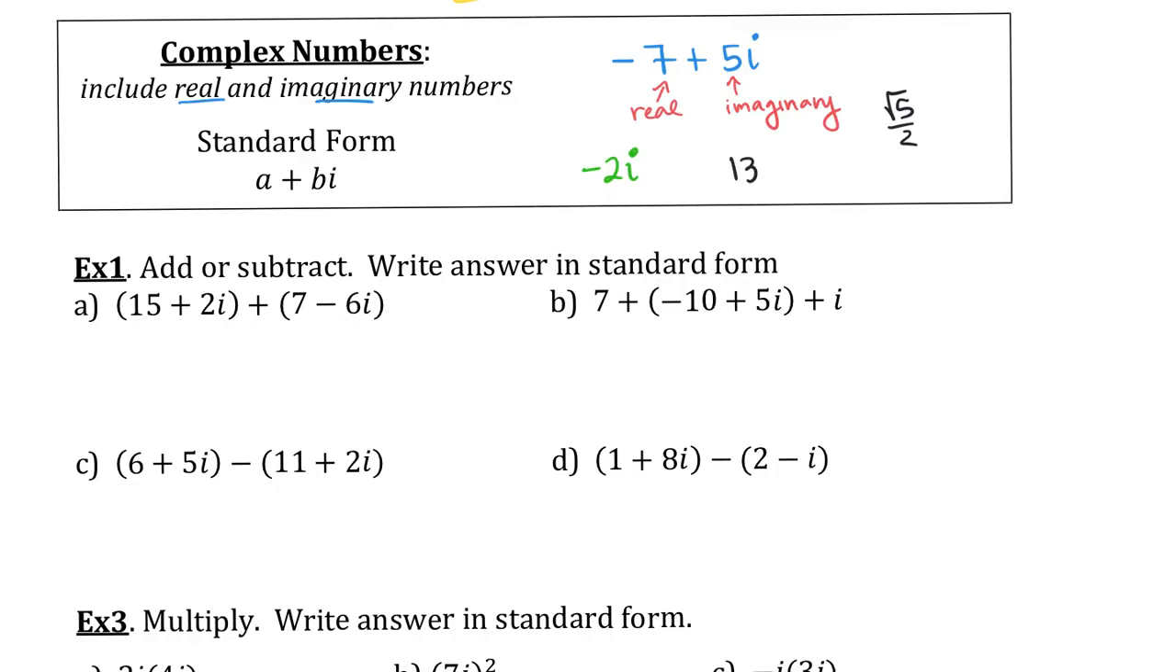Okay, so example one, we're going to add or subtract, and then we're going to write our answer in standard form, which means real plus imaginary. Okay, the i is a variable. We treat it like a variable. But when we write the answer, we do the real part first. This first one is adding, which doesn't affect the signs in any manner. So you don't actually have to rewrite it, though I am going to. Like terms, if I do the 15 plus 7, I get 22. And then 2i minus 6i is -4i. And I did the real part first and the imaginary part second, so that would be in standard form.